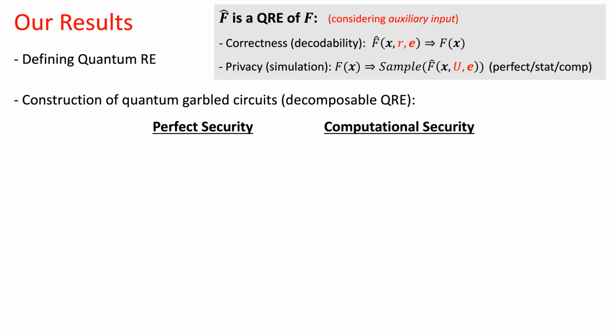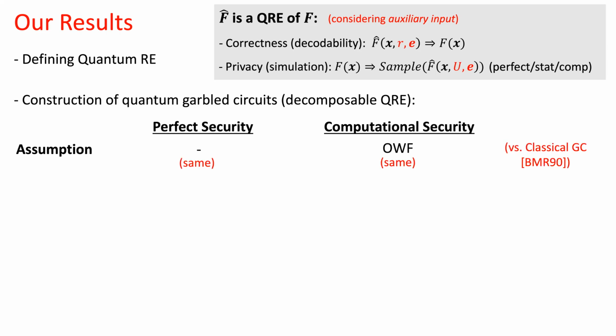And let me go over some of the properties of these quantum garbled circuits. So first of all, what is the complexity assumption that we need? For perfect security, it's unconditional. We don't need any assumptions. For computational security, we need quantum secure one-way functions.